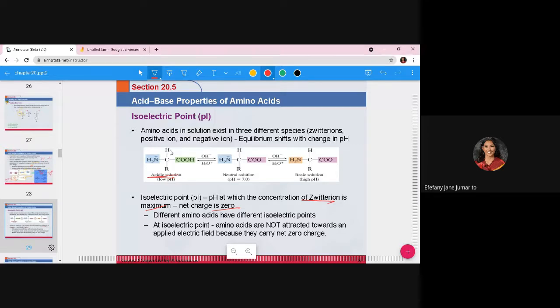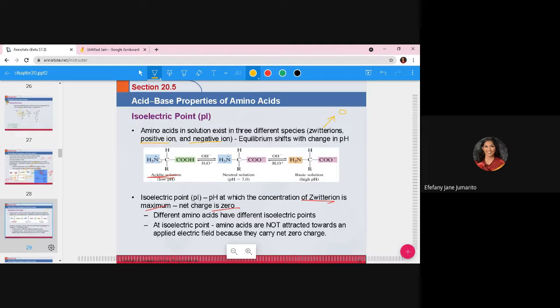Amino acids in a solution exist in 3 different species. It can be a zwitterion. When we say zwitterion, there is no net charge; positive and negative charges coexist. Then we have the positive ion and the negative ion. Equilibrium shifts with change in pH. So there are three.